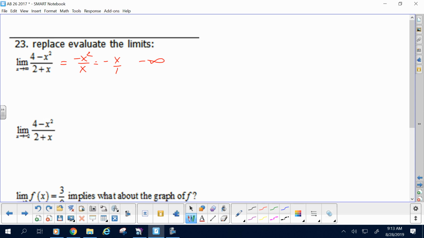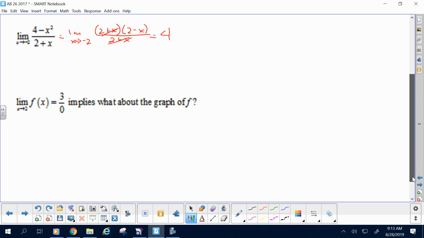It is not. I try direct substitution, I get 0 over 0. That stinks, so what do I do? Factor it. 2 plus x, 2 minus x. 2 plus x goes whoosh. And now, direct substitution, 2 minus negative 2 is 4.